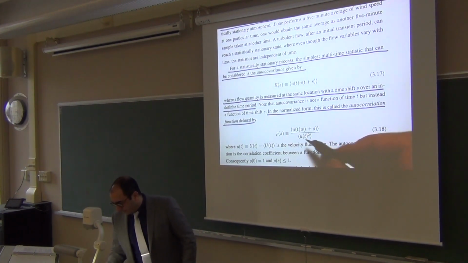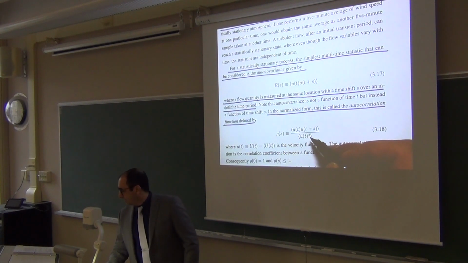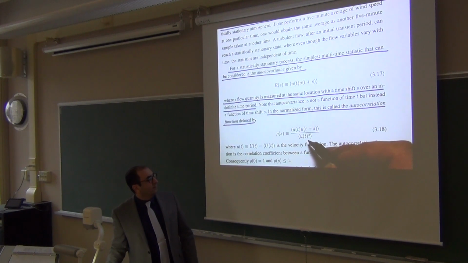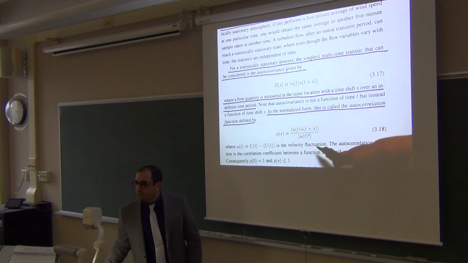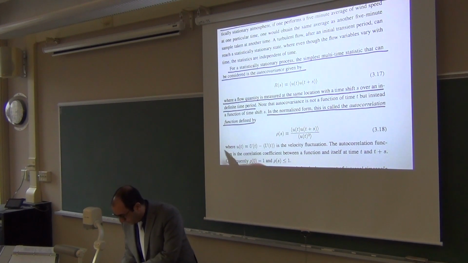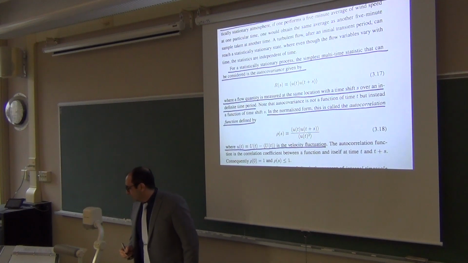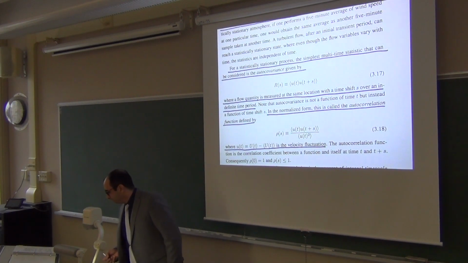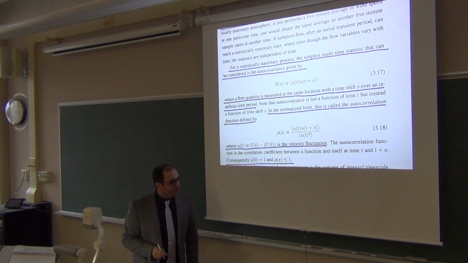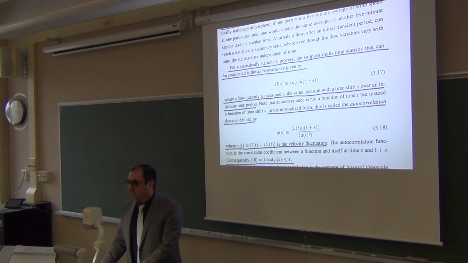And you obtain that by calculating the covariance of fluctuations with time shift divided by the variance of the signal measured, which could be the fluctuation. And we defined this for you already. The nice thing about this autocorrelation is that any signal is 100% correlated with itself at the same time.